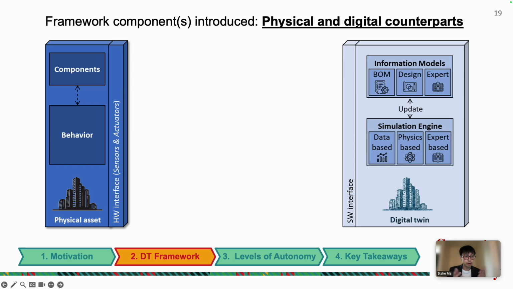So to start with, we introduce the physical and digital counterparts. Let's look at the left-hand side first. The physical asset is the real-world system under observation and control. It forms the foundation of any digital twin. Without the physical asset, the digital twin becomes purely hypothetical with no real-world impact.